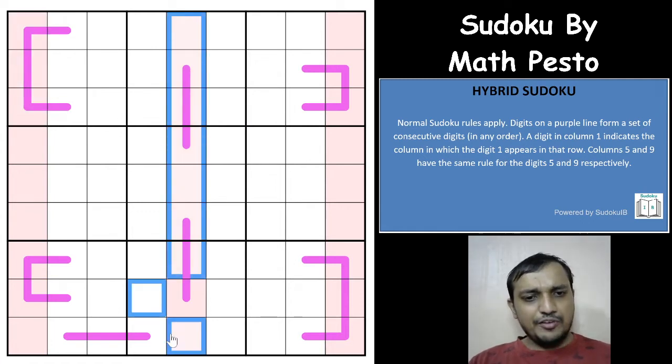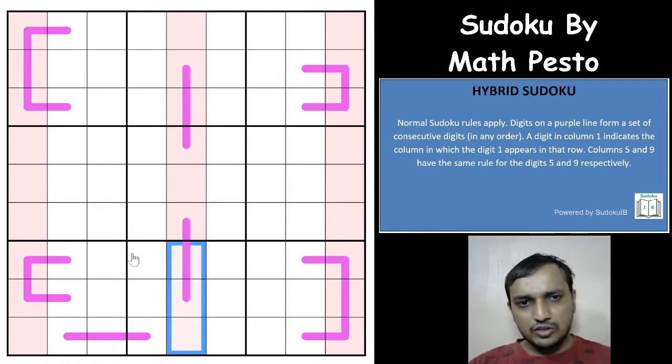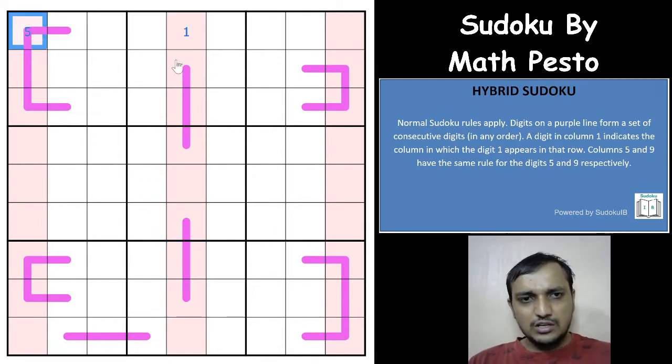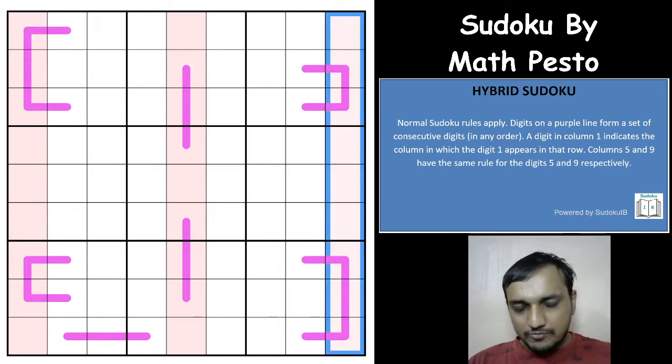The same way, column 5 indicates the position of 5 in that particular row. So if you have a 1 here, which means 5 would have to be in the first cell. If you have a 7 here, which means 5 would have to be in the 7th cell in that row. The same thing goes for the 9. Easy, very easy constraint, but a very powerful one, I would say.